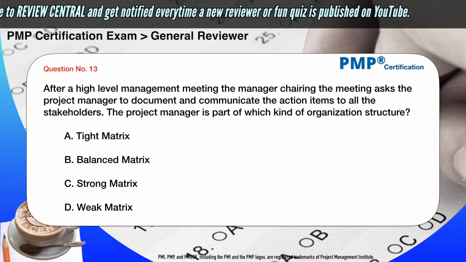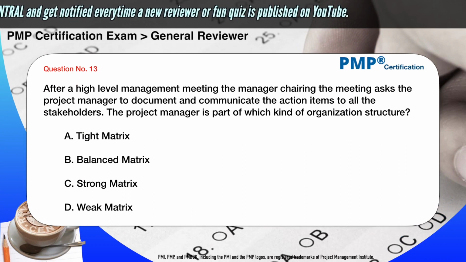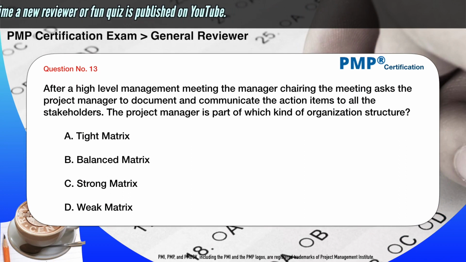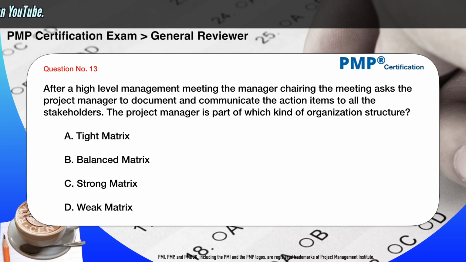After a high-level management meeting, the manager chairing the meeting asks the project manager to document and communicate the action items to all the stakeholders. The project manager is part of which kind of organization structure? A. Tight matrix, B. Balanced matrix, C. Strong matrix, D. Weak matrix.